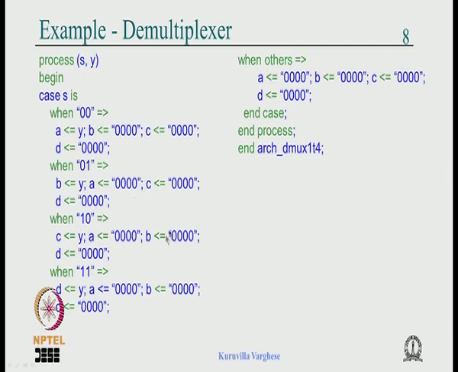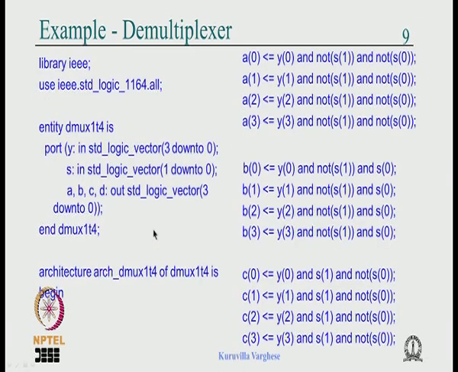So it is nice to combine this way, but there are many other ways to do it. We have seen you can write an equation for A, B, C and D in terms of the input and the select line. So A0 is Y0 and not S1 and not S0, and D0 gets Y0 and S1 and S0, because it is 1 1. Since it is a 1 to 4 4-bit demultiplexer, you have to write the equation for all 4 bits.